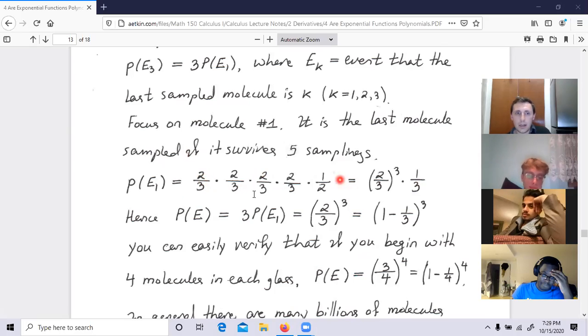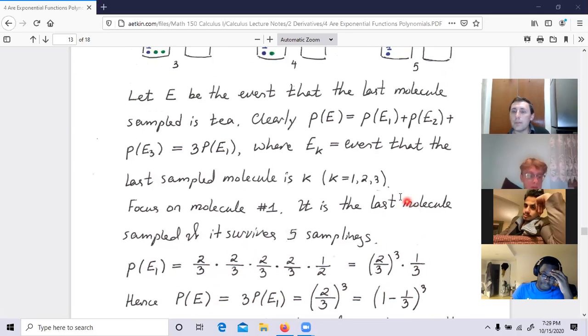So the answer is: the probability that the first molecule survives is 2/3 cubed times 1/3, and the probability that the last molecule that survives is that of T is 3 times that. So it's 2/3 cubed, which is 1 minus 1/3 cubed. Good. Now that was when I had only 3 molecules.